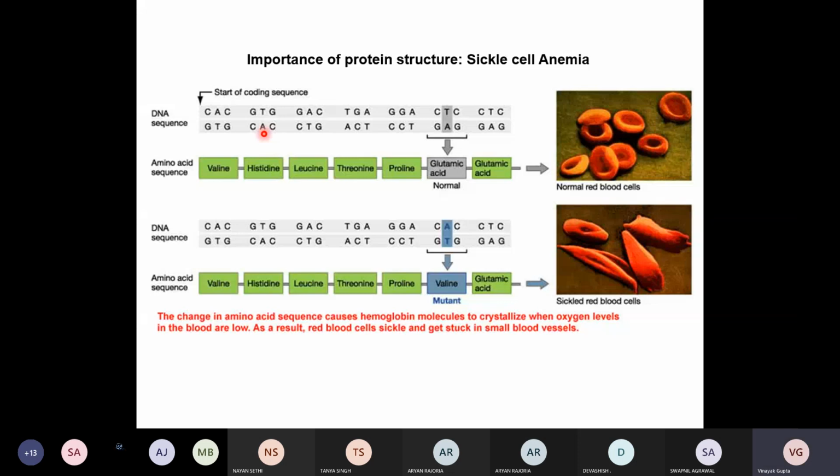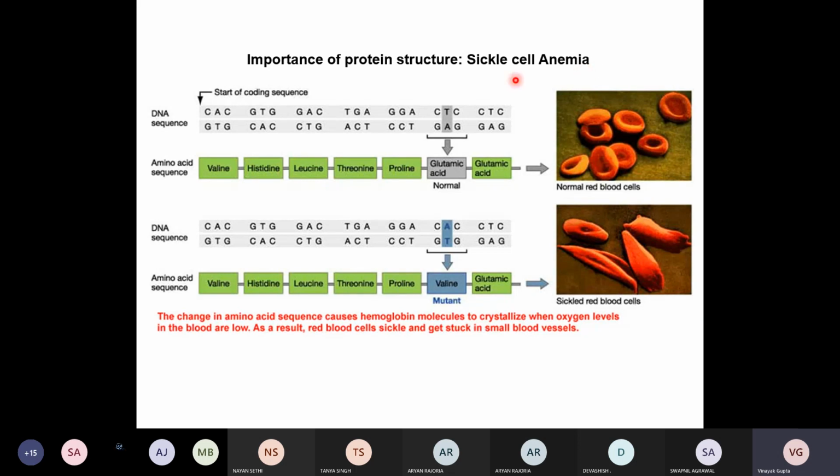So do you know what is the major protein which is there in our RBCs, red blood cells? Hemoglobin. Yes, hemoglobin. Okay, so here I'm citing one example of a genetic disorder which is associated with RBCs or the hemoglobin molecule. The name of the disease is sickle cell anemia.